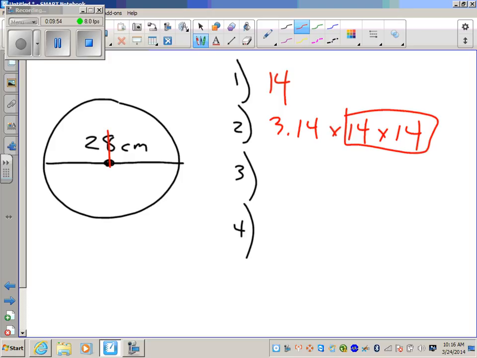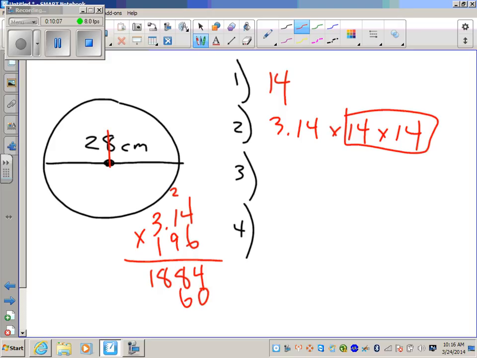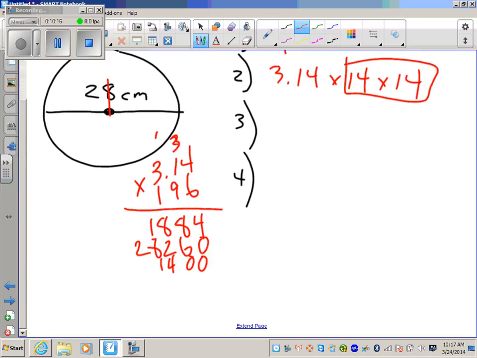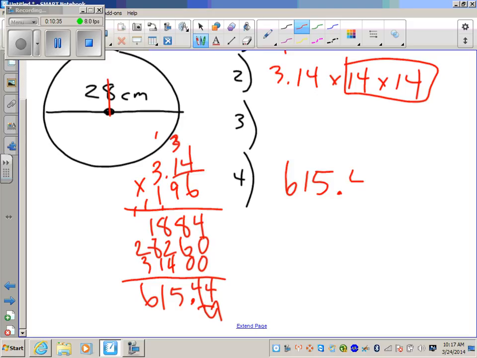What's 14 times 14? 196. So, 24, 8, 18, 36, 12, 28, 2 zeros, and 4, 1, 3, 4, 14, 9, 11, 15, 10, 11, 6, 2 decimals, 10th place, final answer, 0.4 centimeters squared.